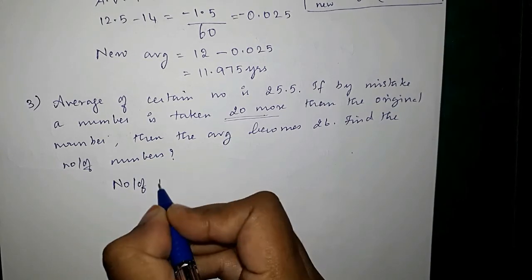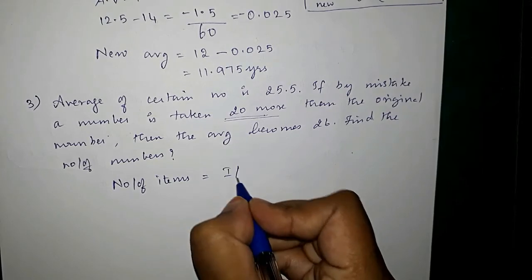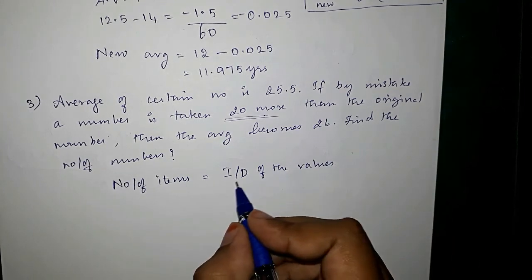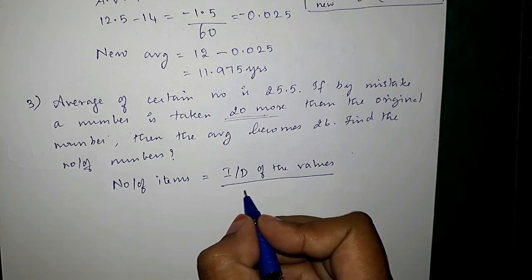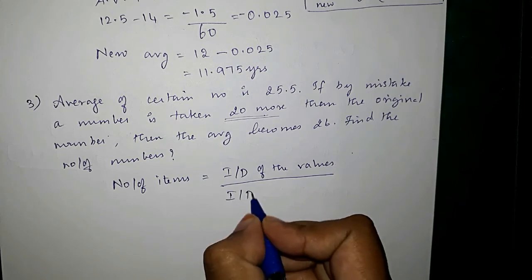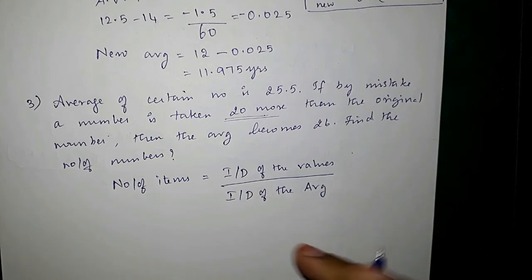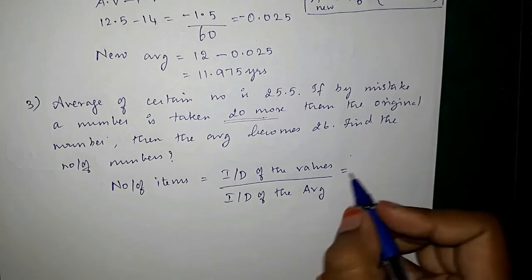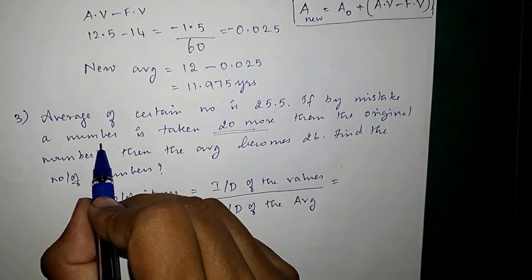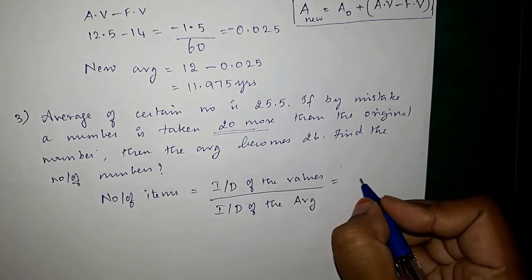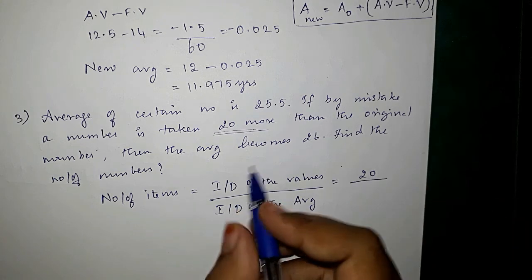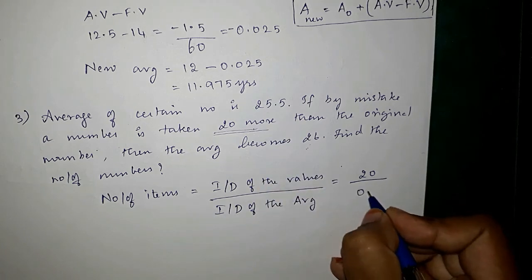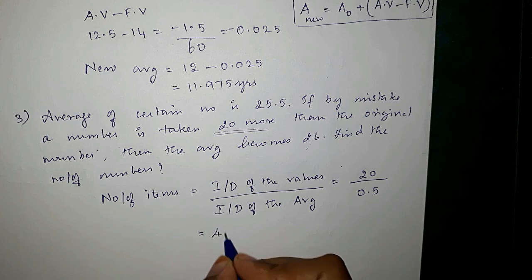The number of items is equal to the increase or decrease of the values, that is the difference between the misread and original value, divided by the increase or decrease of the average, that is the difference between the old average and the new average. Here a number is mistakenly taken as 20 more than the original, so the difference is 20, divided by the difference of the averages, which is 0.5. So the answer is 40.